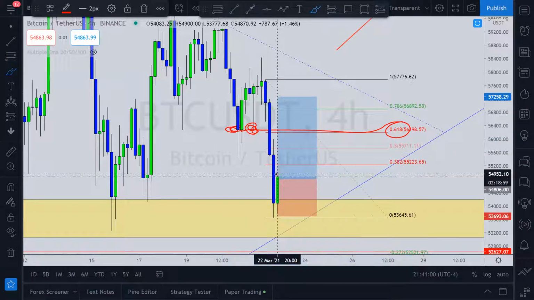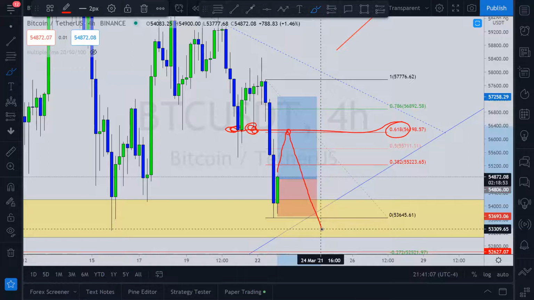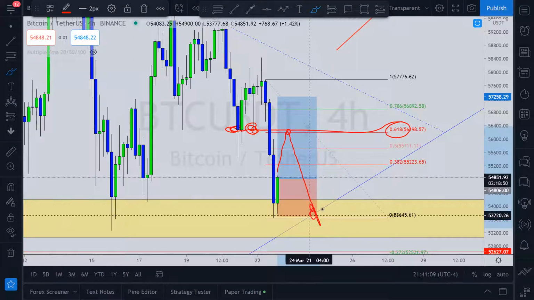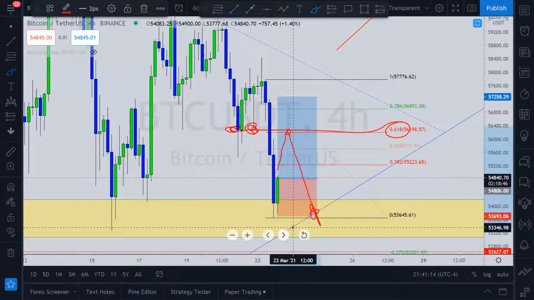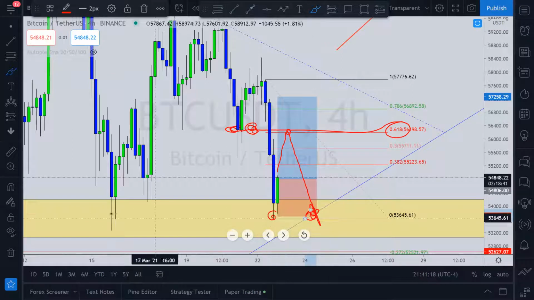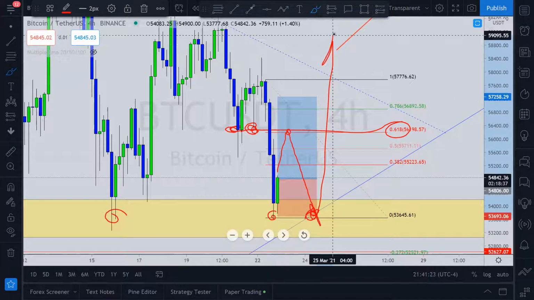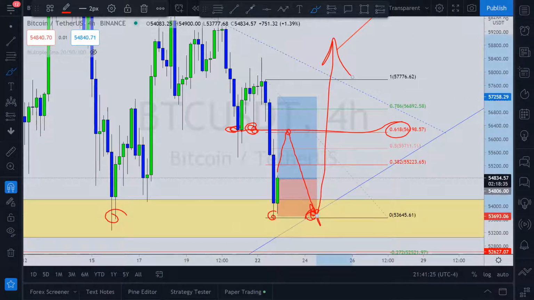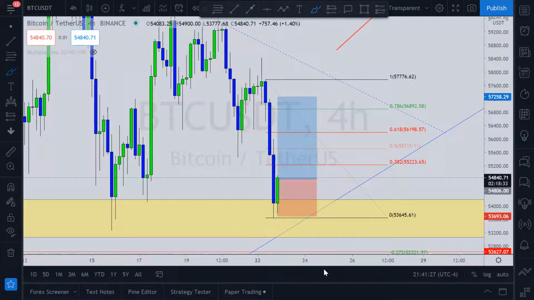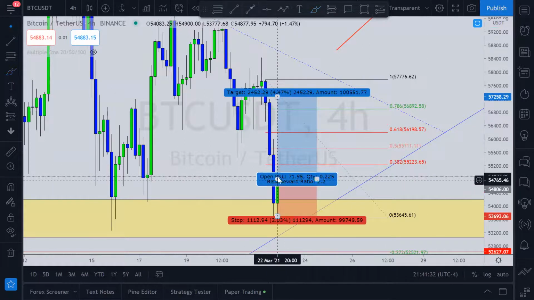There's a high probability that price will come back up here, revisit this area, and then shoot back down, probably hit this trend line for the double bottom at this level. You see these rejections here? And head back up. But for now, I'm looking at this level.